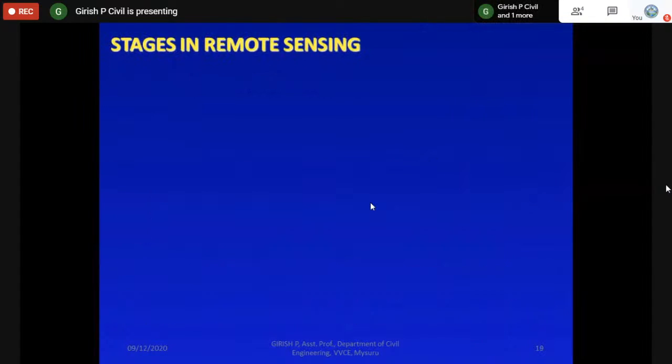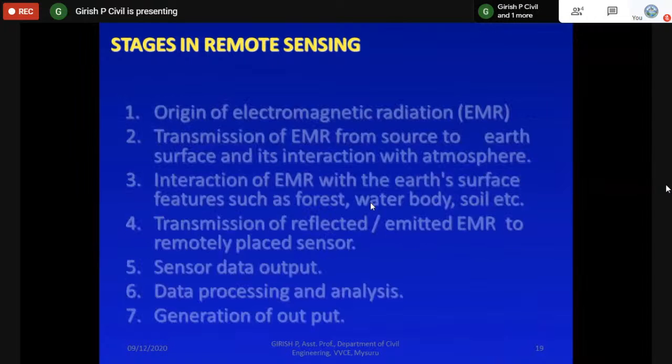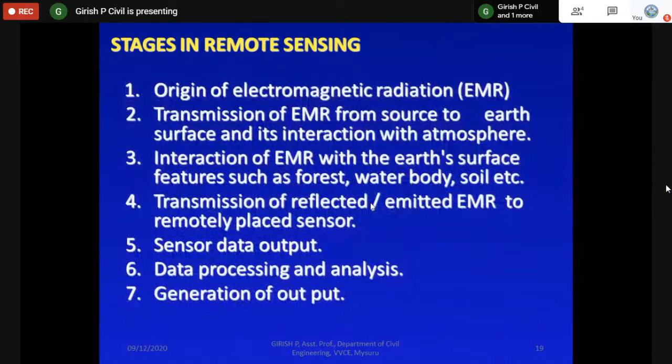Coming to more about remote sensing, there are important stages in the remote sensing process. Earlier, for aerial photographs, there were some parameters to be considered to collect the photograph. When I come to remote sensing, there are 7 important stages in the process. The first one is the origin of electromagnetic radiation.